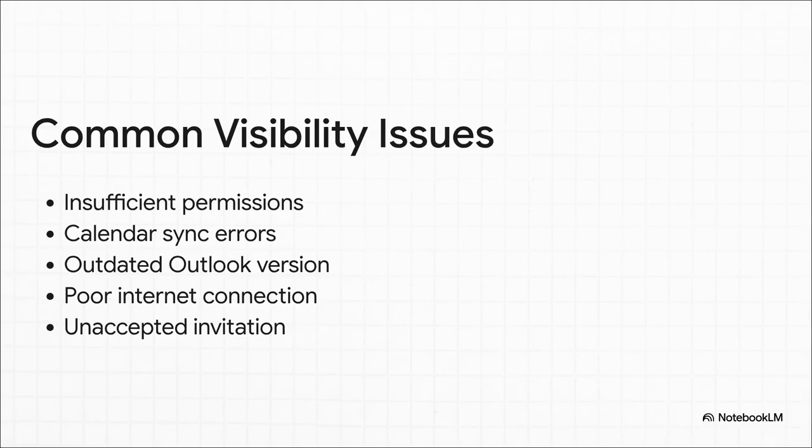I mean, just look at this list. It really shows you how fragile the whole native system is. The problem could be anything, right? Insufficient permissions, weird sync errors, or something as simple as someone not clicking accept on an invitation. Any one of these things can just bring your team's scheduling to a screeching halt.